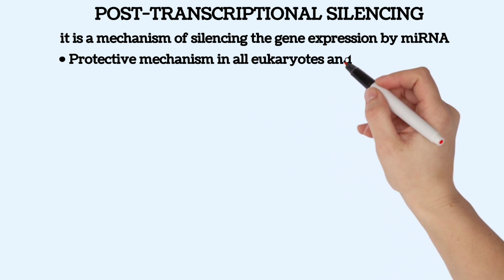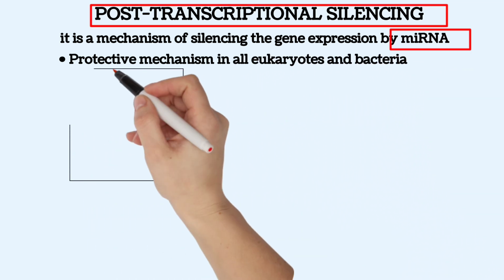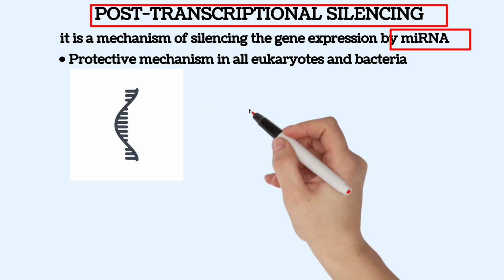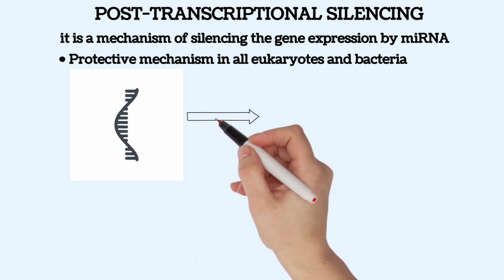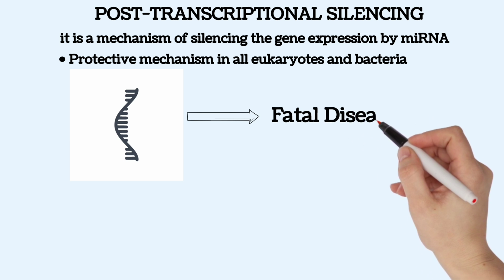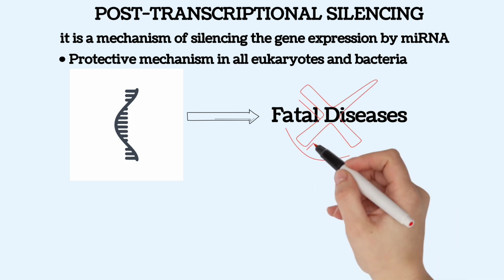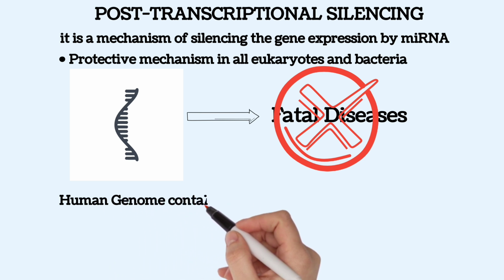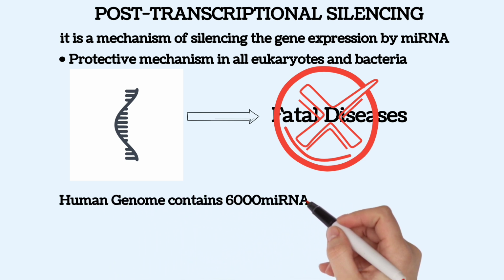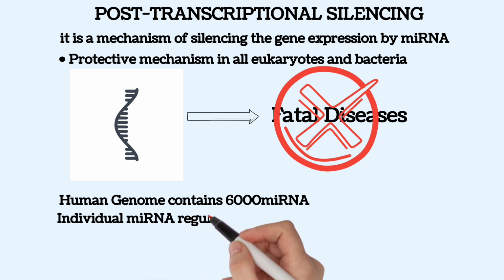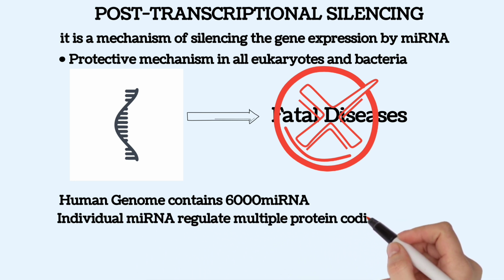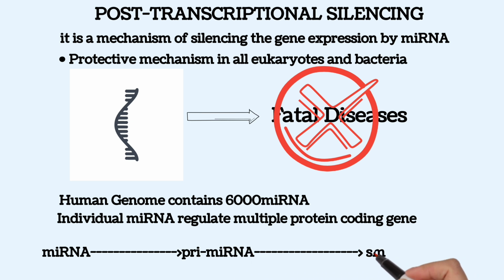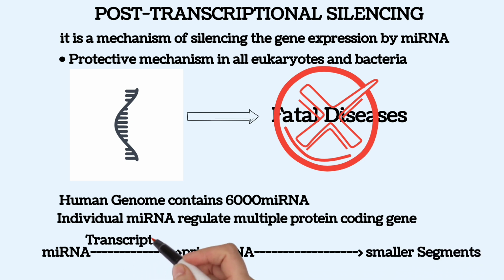Now we are going to study about post-transcriptional silencing. It is a mechanism of silencing gene expression by miRNA. It is a protective mechanism found in all eukaryotes and bacteria. The human genome contains around 6,000 miRNAs. Individual miRNAs can regulate multiple protein coding genes.